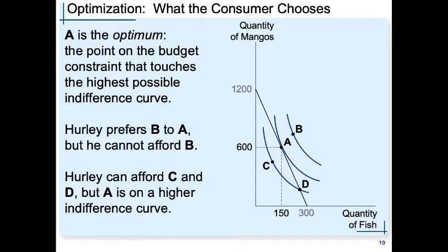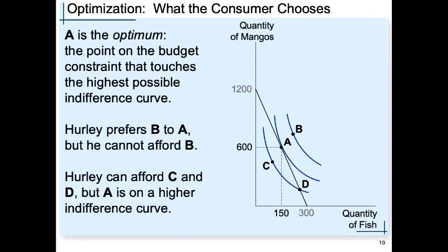Both C and D. So if you look at point C or point D, you're on the budget constraint, but if you were at point D, you'd be happier, which means overall you're actually getting more mangoes and fish in total at point A compared to point D. So the idea of the optimum is: you make the budget constraint, you find out what the indifference curves look like, and you choose the point that is tangent to the budget constraint. The indifference curve that is tangent to the budget constraint is the combination of mangoes and fish that the consumer is going to be choosing.